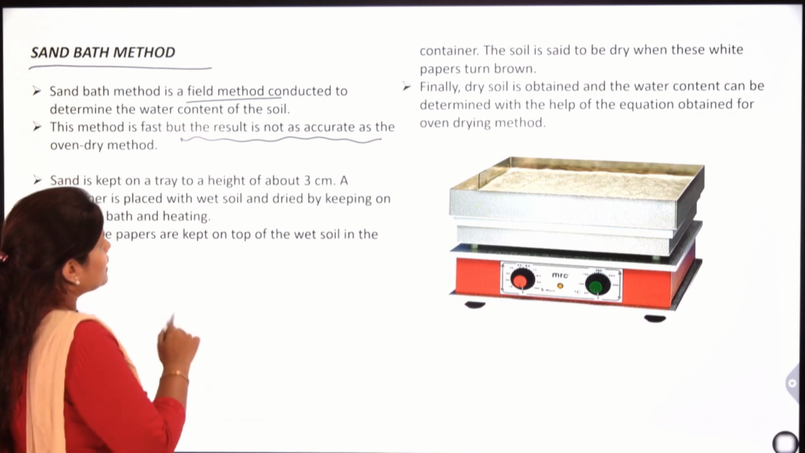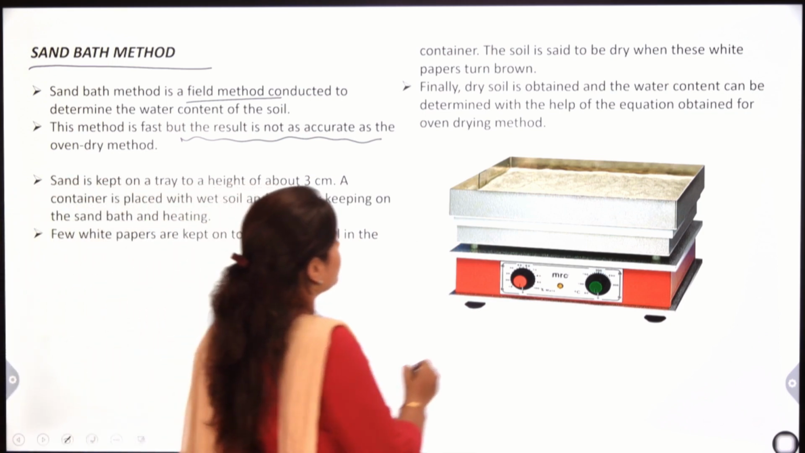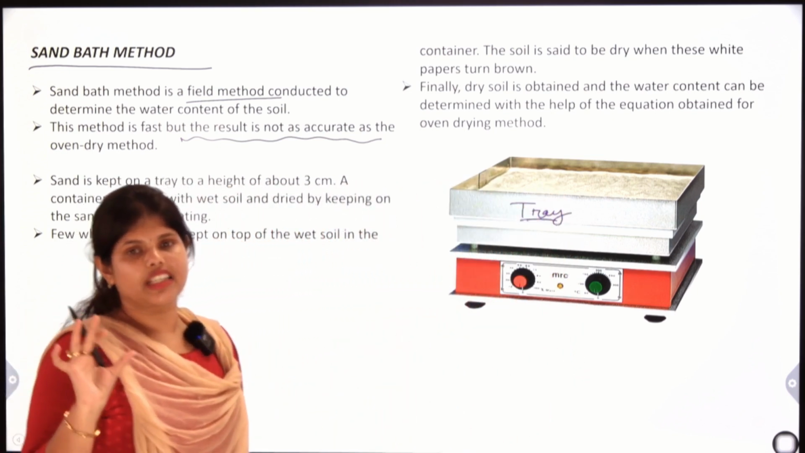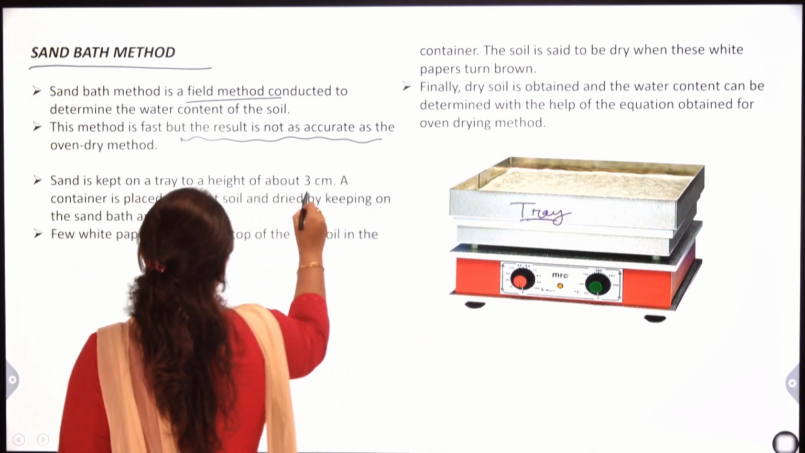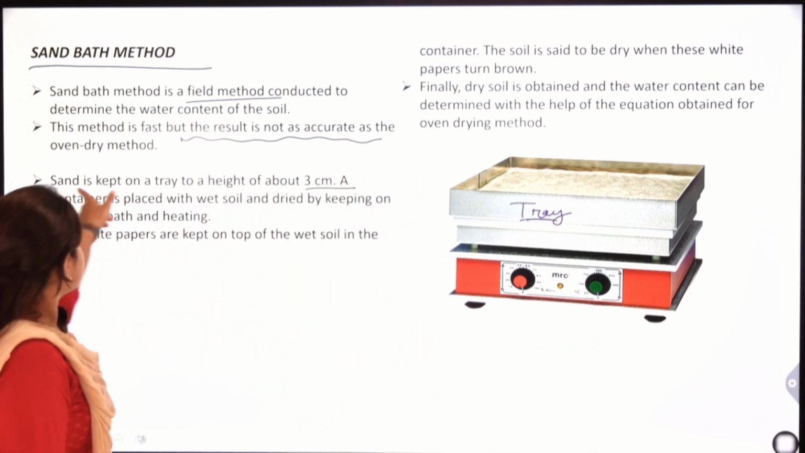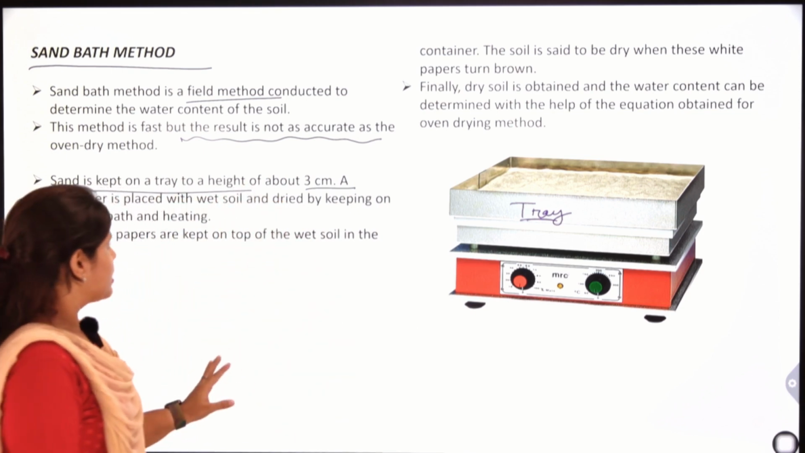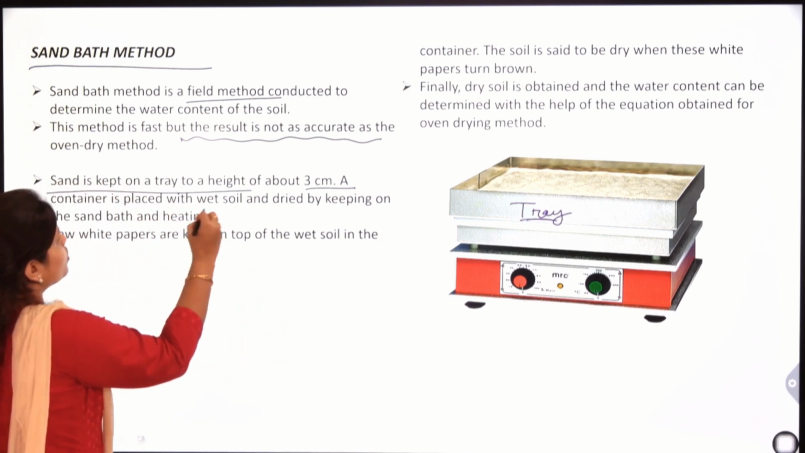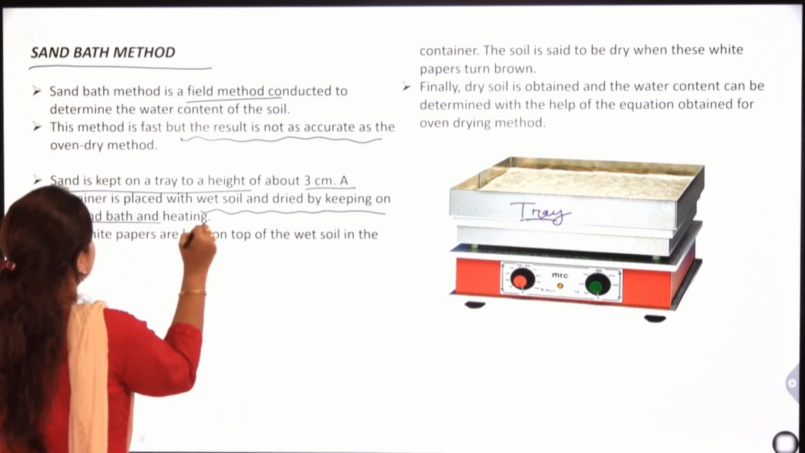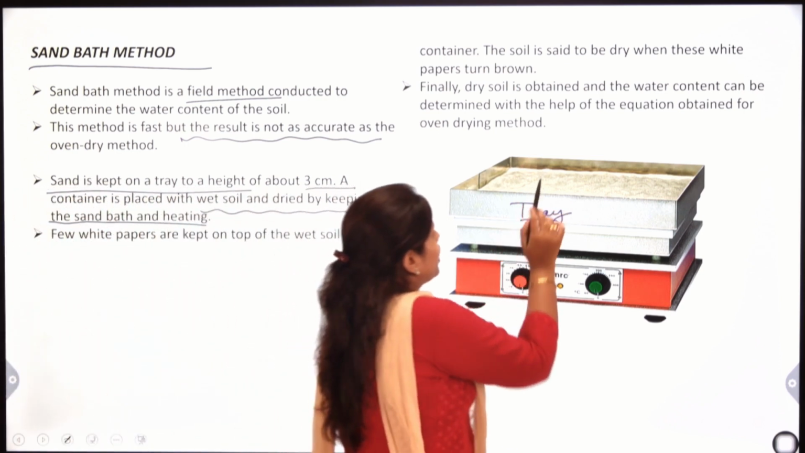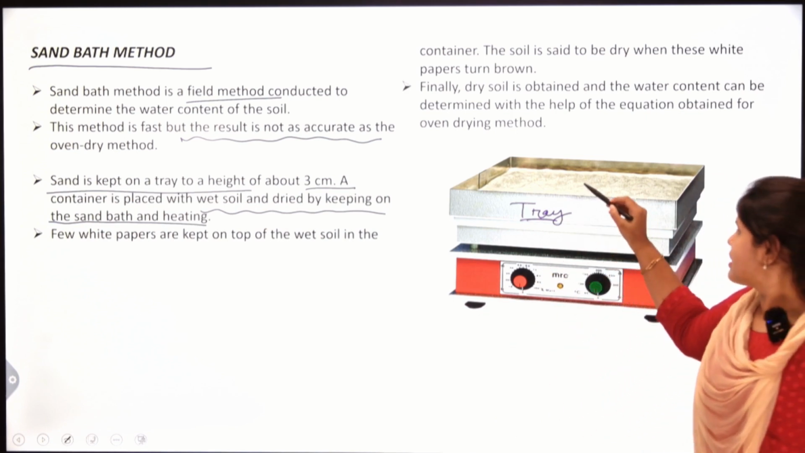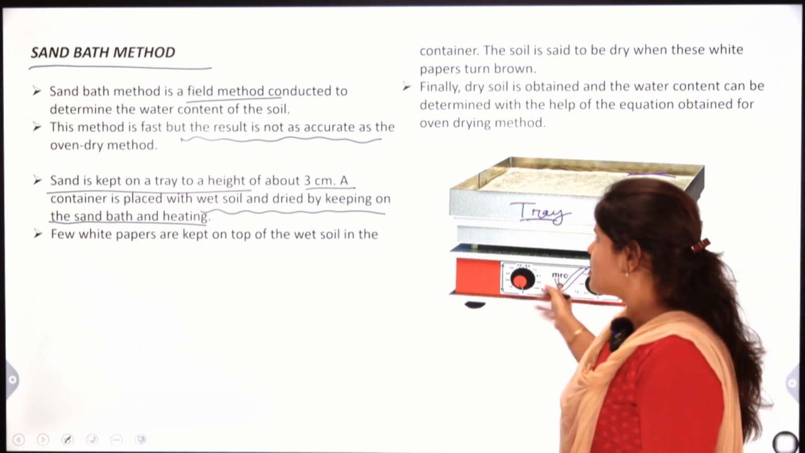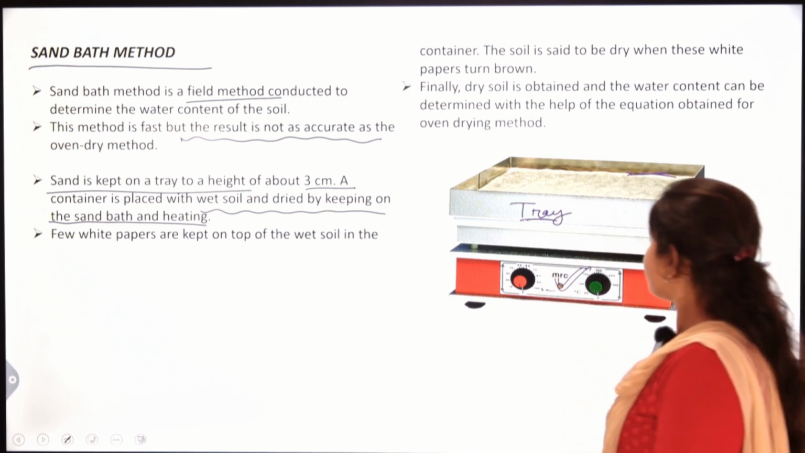So what happens in this method, that here the tray will be filled with sand up to 3 centimeter height. Here the sand is kept on a tray to a height of about 3 centimeter. So next, a container with wet soil is placed and dried by keeping it on the sand bath and heating. So we put this 3 centimeter height of soil in this container.